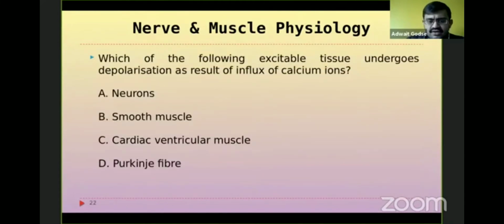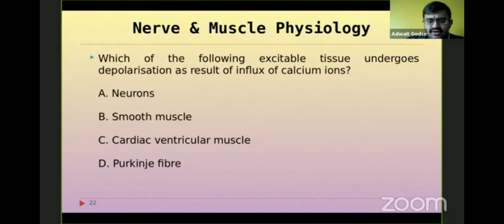Let's consider the next one. Which of the following excitable tissues undergoes depolarization as a result of influx of calcium ions? If you remember a bit of physiology, usually it is the entry or influx of sodium ions which causes depolarization. In neurons, there is entry of sodium which causes depolarization.